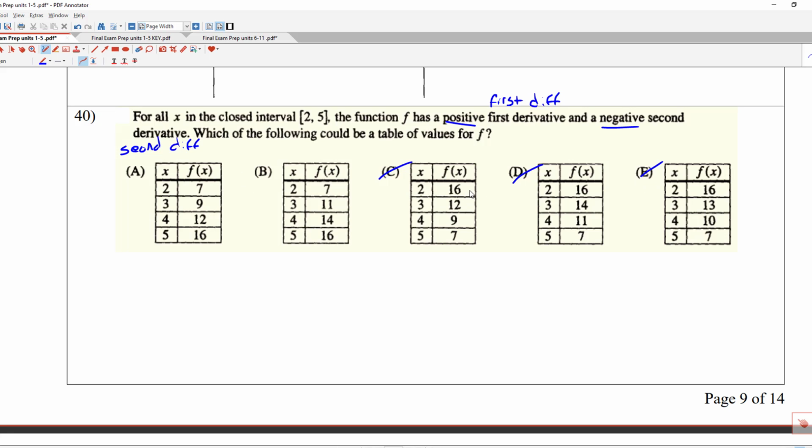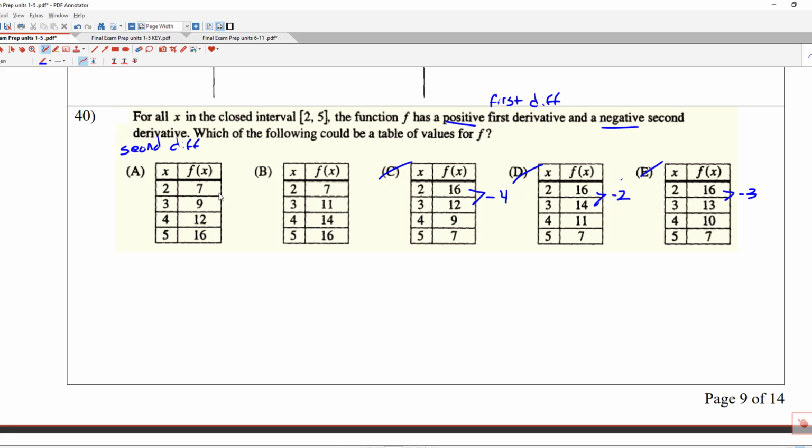For example, if I look at their first difference, to get from 16 to 12, I have to go minus 4. That's the first difference. Well, that first difference is negative, and I'm looking for a first difference that's positive. Same thing over here. That's minus 2, and this is minus 3. So all of those first differences are negative. It's between A and B now.